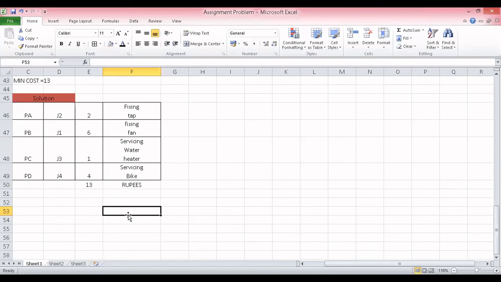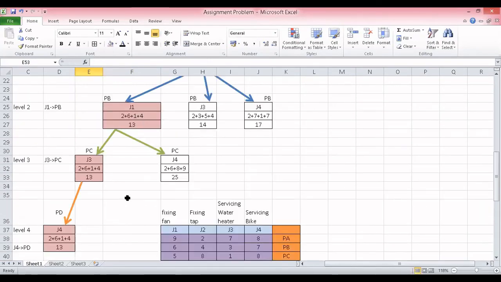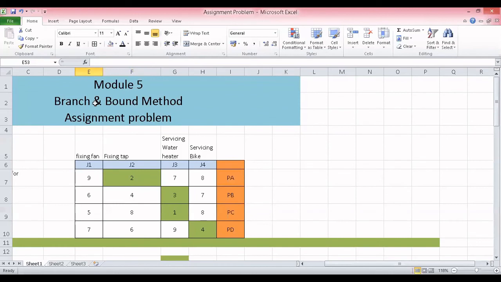And one more important constraint, one rule you have to follow: an individual person should be assigned only 1 job. One person should not be assigned 2 jobs. Please follow this rule. This is a minimization problem where you are finding the minimum cost, and it uses the branch and bound method.